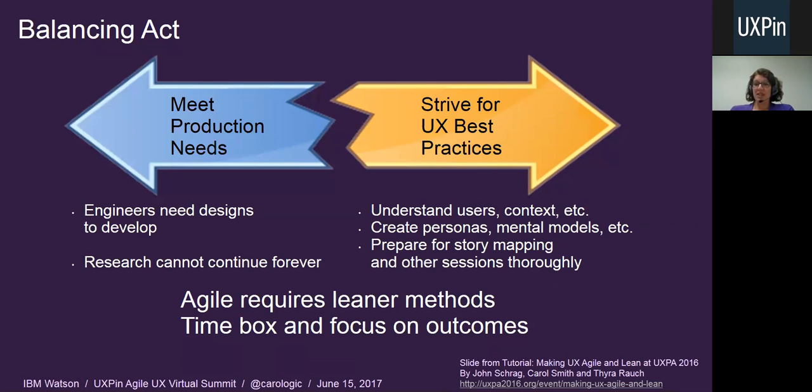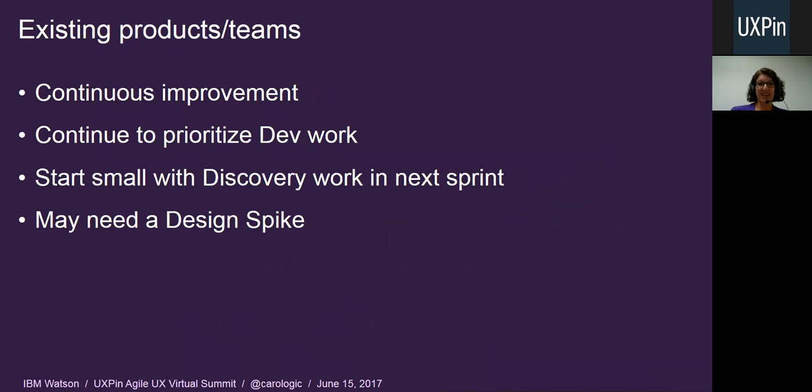So really to understand our users, to have that time to create personas and mental models, and to do the story mapping and other activities that help to make a really strong product with a good vision. So we need to make our methods leaner, but also focus on those outcomes. And this is always a balancing act.